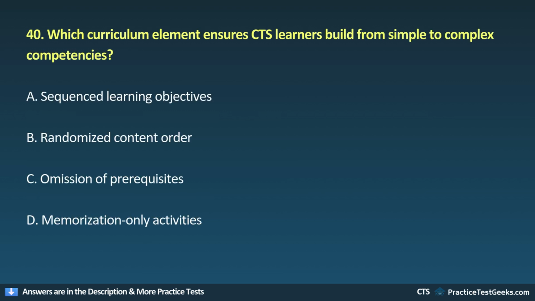40. Which curriculum element ensures CTS learners build from simple to complex competencies? A. Sequenced learning objectives. B. Randomized content order. C. Omission of prerequisites. D. Memorization.